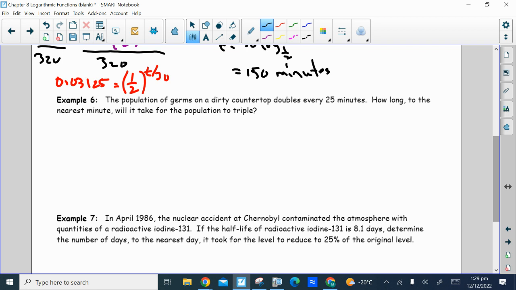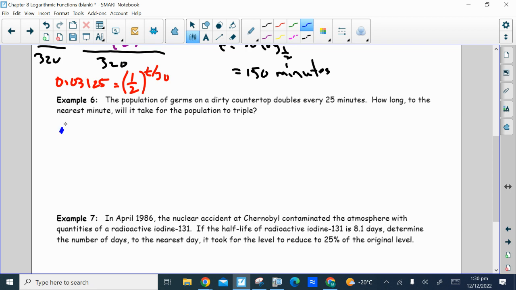Example 6, population of germs on a dirty countertop doubles every 25 minutes. How long to the nearest minute would it take for the population to triple? So this is one where we're not given the initial amount. So we can just make an initial amount up. If we start with 10, then if it's going to triple, there'd be 30. I'm sorry, double. Doubles every 25 minutes. How long would it take for the population to triple? But the fact that it doubles every 25 minutes tells us that we are going to have a base of 2. And the doubling period is 25 minutes.